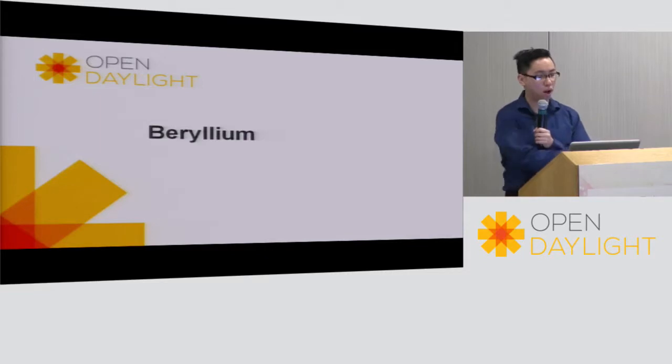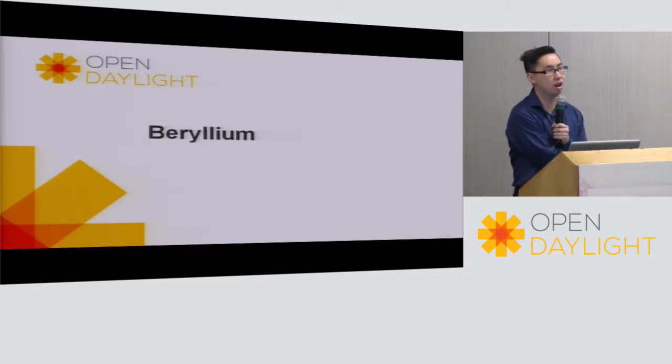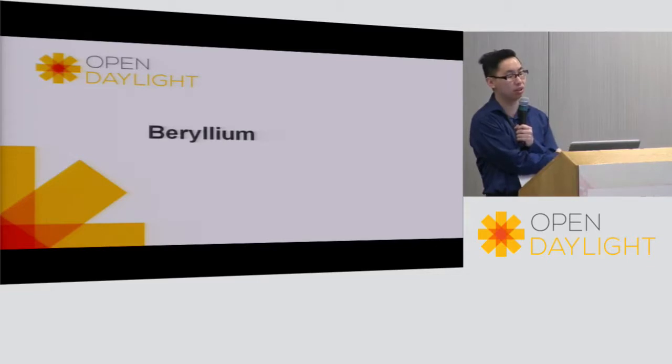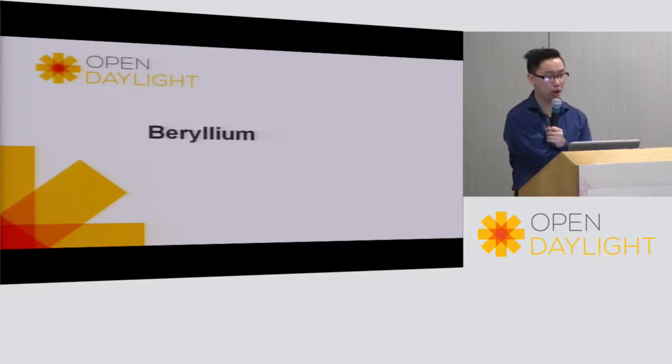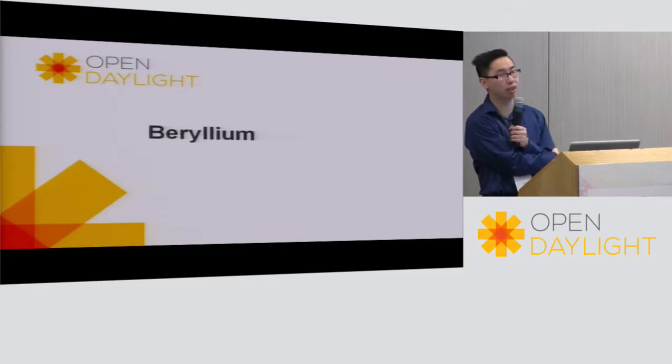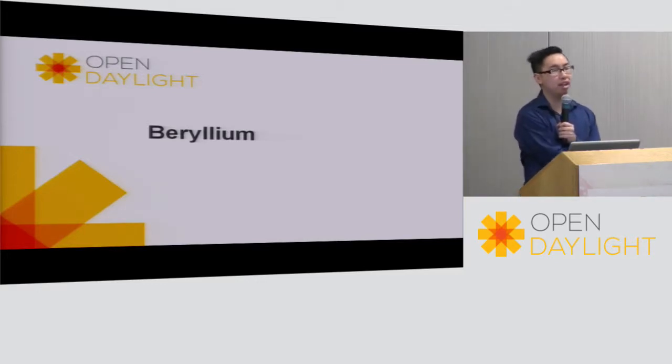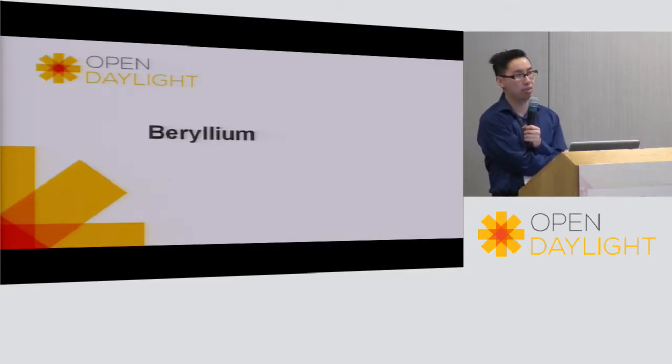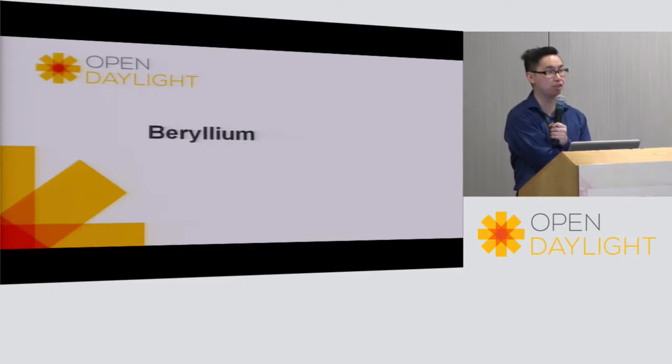Right. So that covers an overview of the features of USC. Now I want to go into what USC has done in the Beryllium release. So we followed a tick-tock model of development. In Lithium, we implemented a lot of the major features, the 4 features that we had discussed. In Beryllium, it was more of bug fixing, performance enhancements, and also expanding our testing suites.